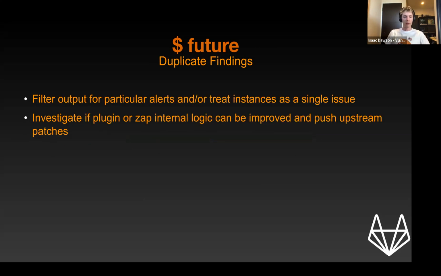For duplicate findings, there's two ways we could handle these. One is to filter the output, maybe batch up instances or ignore instances after it accounts once we find one instance of it. A classic example is server headers. We might not want to report that the server is running Apache 2.4 on every single directory or page that it finds. We could just wrap that up into a single issue. Or we could do the other route, which is to investigate the plugin or logic again, and then push an upstream patch.